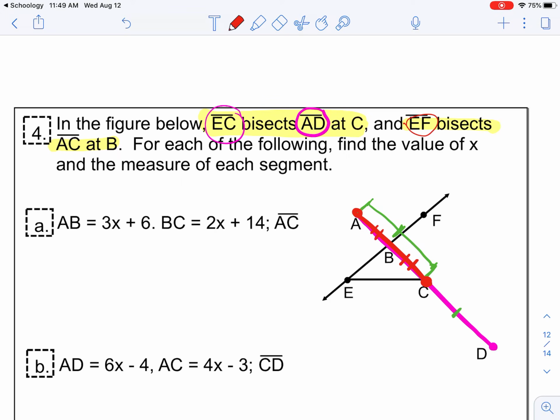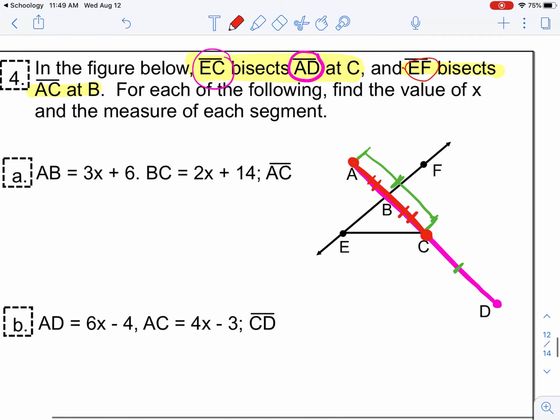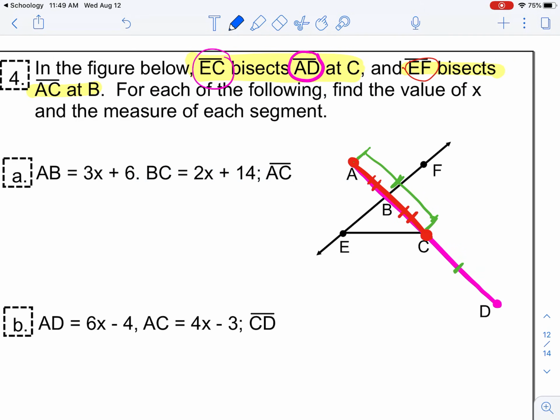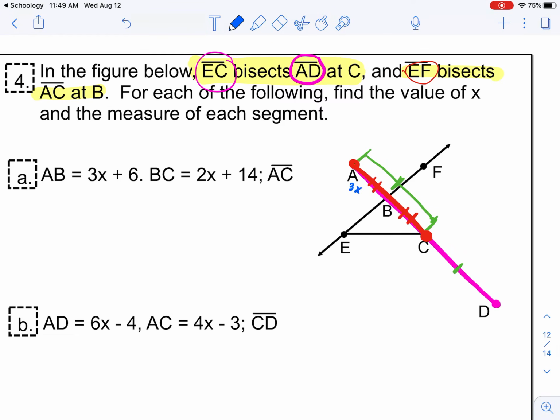Okay, for each of the following, find the value of X and find the measure of each segment. So let's start with A, and then I'm going to have you pause the video and try B on your own. AB is 3X plus 6. I'm going to switch colors here. I'm going to end up erasing this because when I get to part B, I'm going to use completely different information. AB, this one right here, 3X plus 6. BC, 2X plus 14. Find AC.